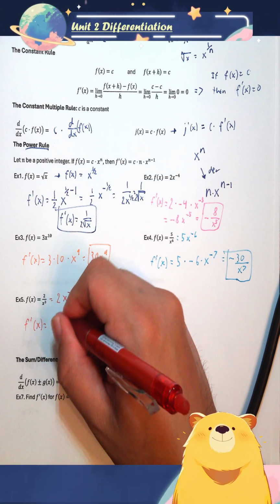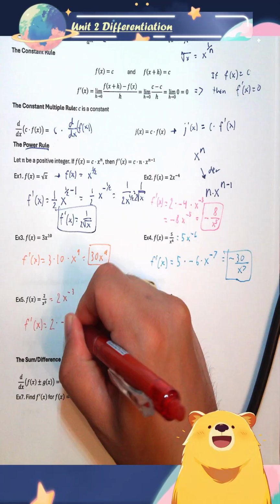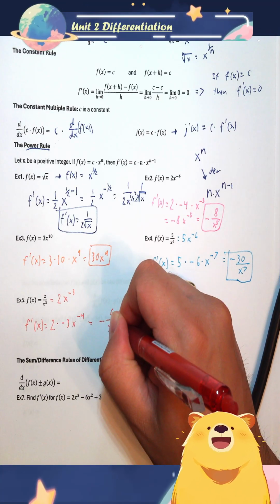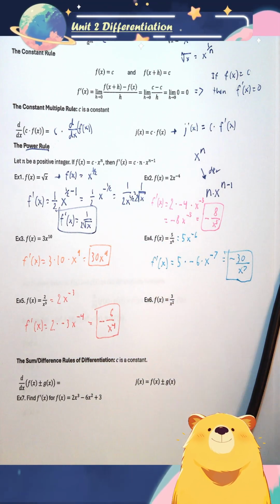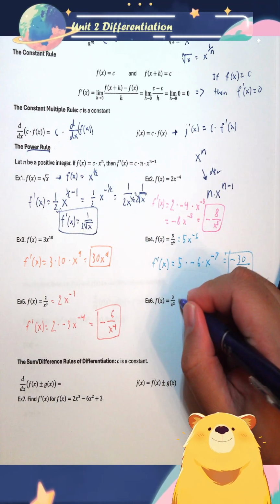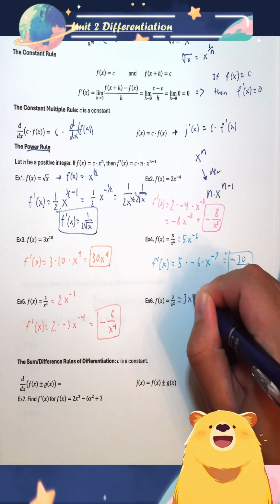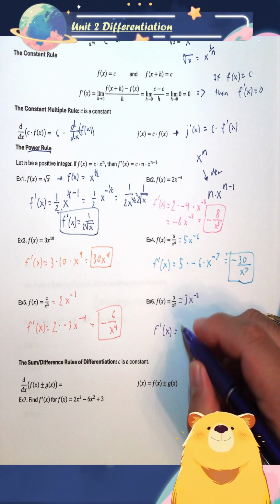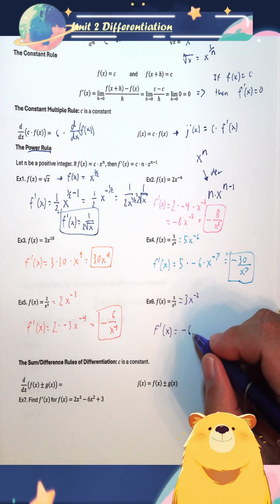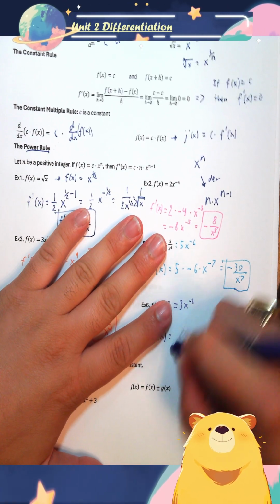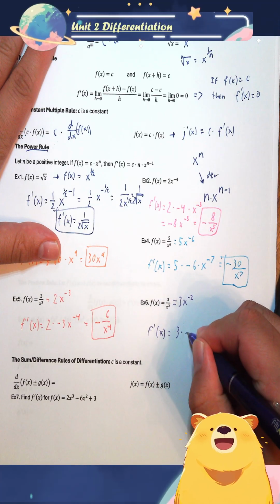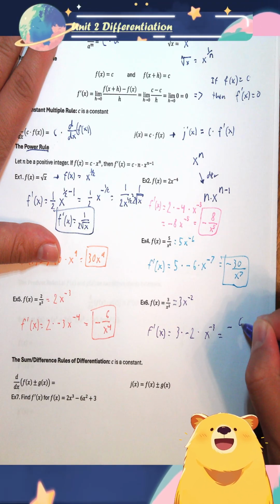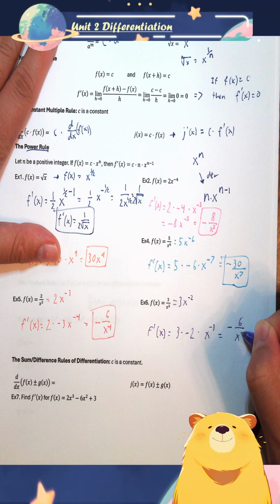Just rewriting that. We have 2 times that negative 3, x to the power of negative 4. Rewrite this again, negative 6 over x to the power of 4. And then last but not least, we have 3x to the negative 2. F prime of x is equal to, I'm skipping a step, 3 times negative 2 times x to the power of negative 3, and you get negative 6 over x to the power of 3.